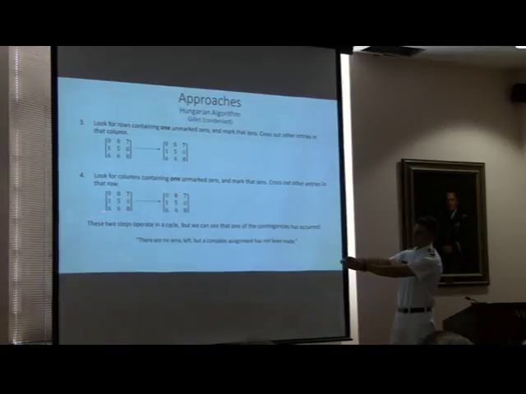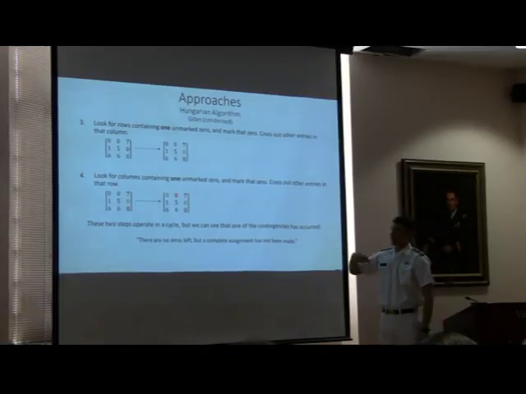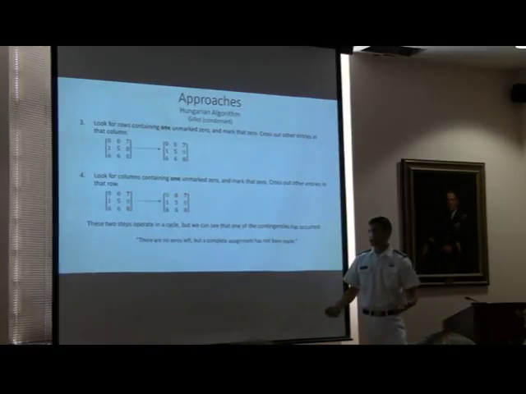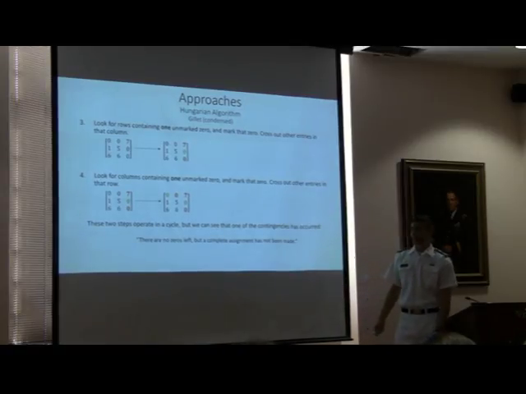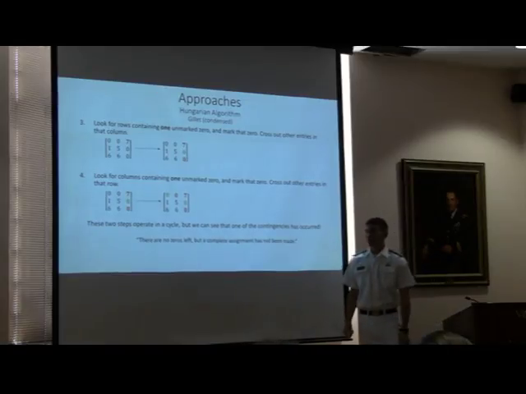Right here in this column we see there's 1 unmarked zero, that top left one. We mark it and we cross everything out in that row. And if you look at the other columns, you see you can't do anything because there's no column with just 1 unmarked zero. And you see this throws us into that third contingency I just discussed, which is there are no zeros left, but a complete assignment has not been made.